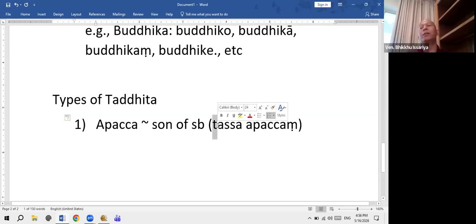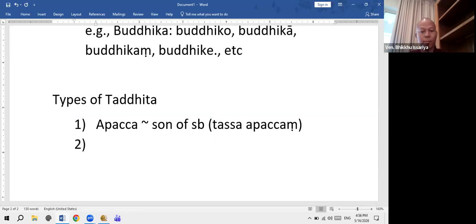For example, this dot will be replaced with the noun. It is used that way, not as adjectives, never. Maybe indeclinable. So only Apacca we find. Even though that one refers to the son, Putta, there is no Apacca. That one refers to the daughter, Dhita, but no Apacca. That one refers to the family, Kula, not only Apacca. All the time Apacca.